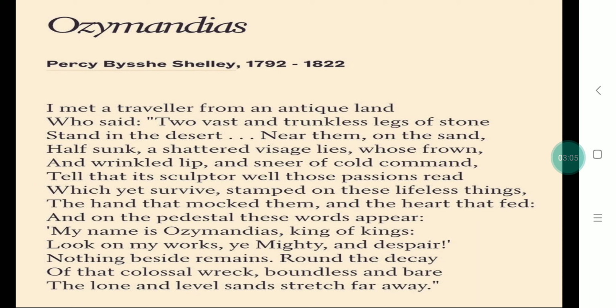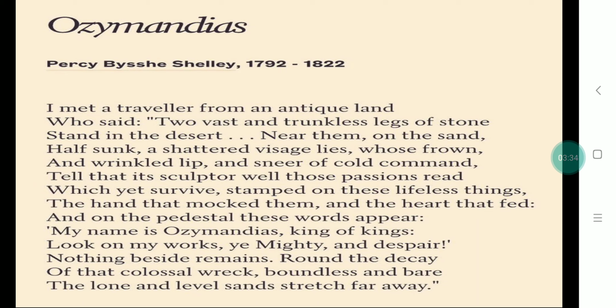Trunkless legs means there were only legs there. The upper body part was missing. Only the legs were there. There were two vast legs without a body, without the upper part, and they were standing in the desert. Got it?